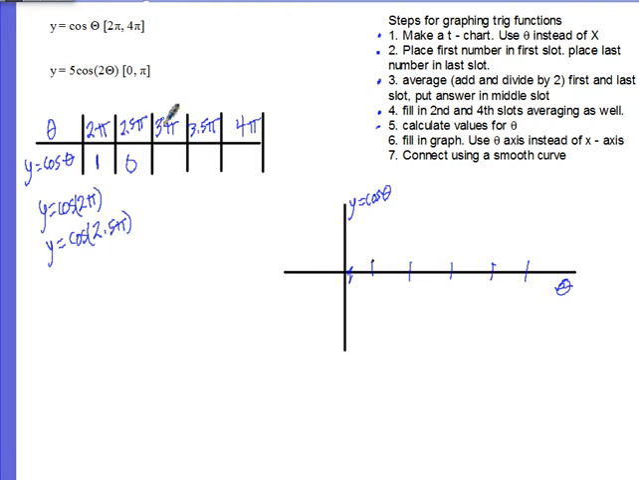And then when you keep doing that, you're going to get these numbers. So that means you're going to go up to a 1, and you're going to go all the way down to a negative 1. And so, filling in my graph, I'm using a theta axis instead of x axis. So here's my graph. So here is 2 pi. Here's 3 pi. Here's 4 pi. You can fill in the other ones if you want.